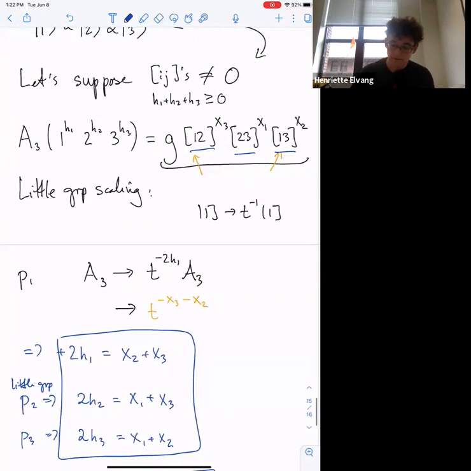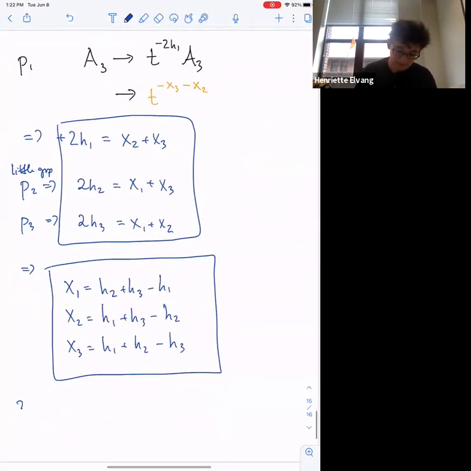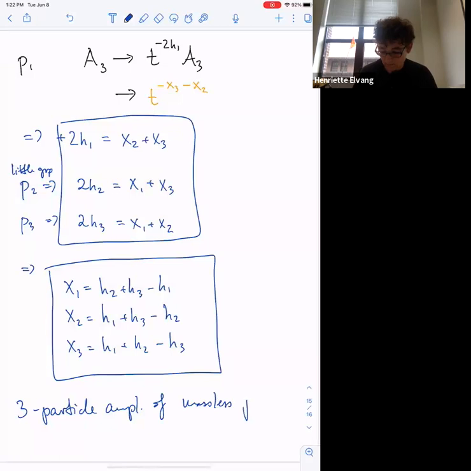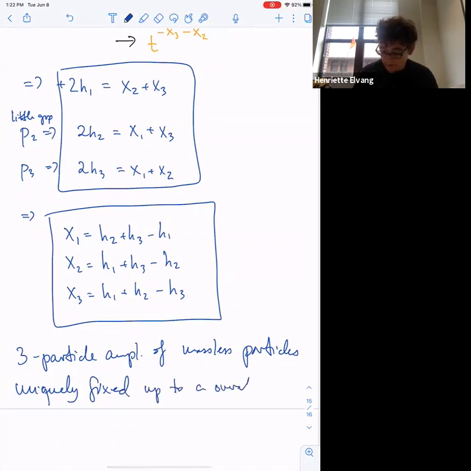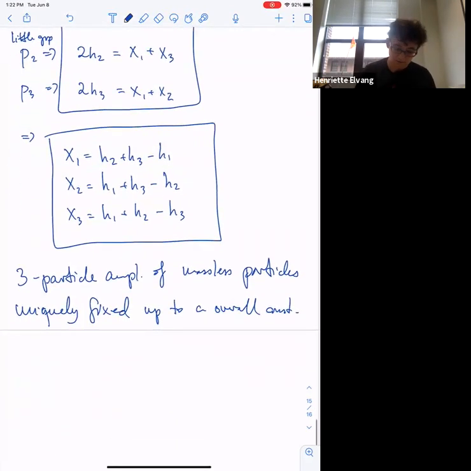By the way, let me make this conclusion in writing. So the free particle amplitudes of massless particles, the whole kinematics is uniquely fixed by the helicities of the particles up to an overall constant. By the way, what about that constant? What is the mass dimension of that constant?